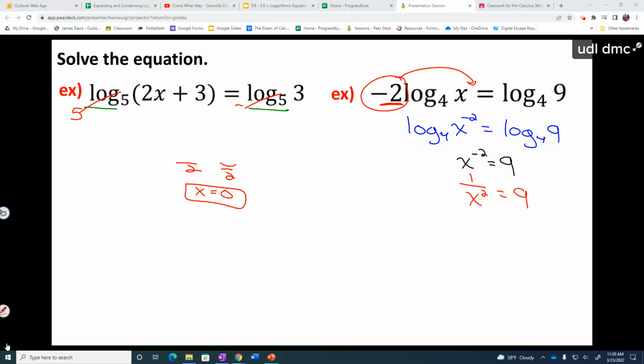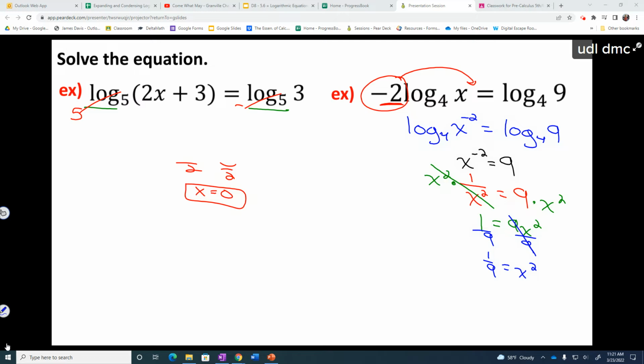Okay, now from here, we need to get the x. We also don't want variables in the bottoms of fractions, so let's just multiply it over there. We multiply the x squared over, and then have 1 equals 9x squared. Okay, a little bit closer now. What next? Right, divide by 9. So we got 1/9 equals x squared.